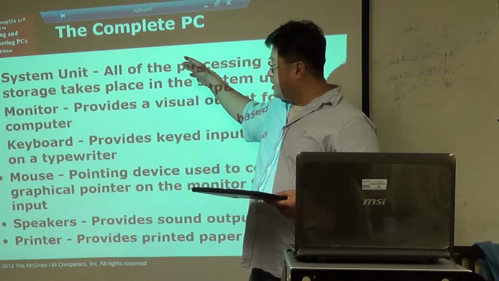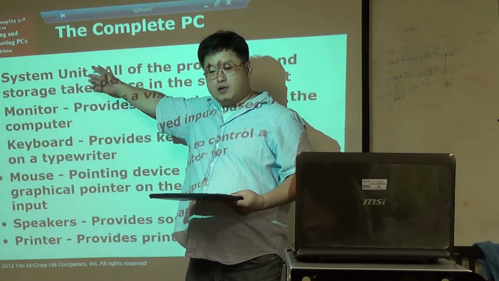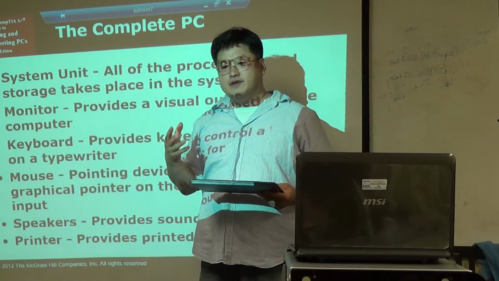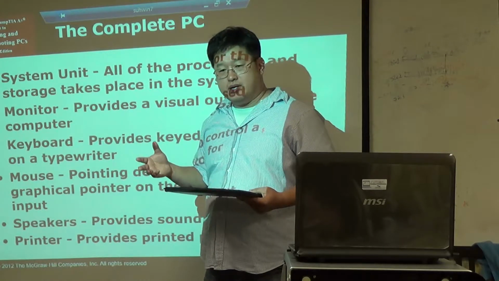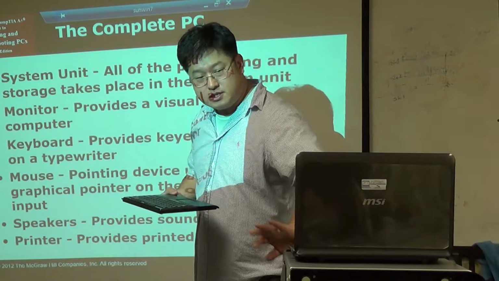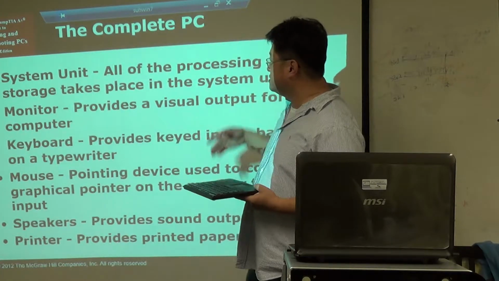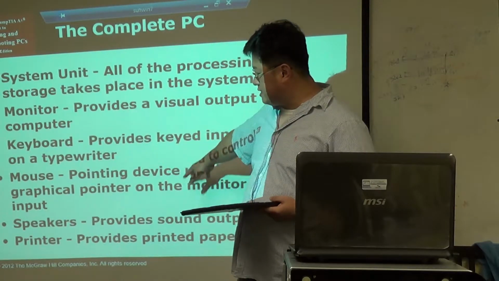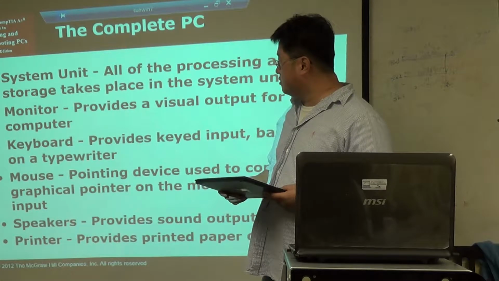The recap here: system unit. You have to understand this word, because you can see it in the exam. Computer novices may call it a CPU or motherboard, but those are not exact answers. The system unit is right here, the entire box. All the processing and the storage takes place in the system unit. Everybody knows the monitor, keyboard, mouse, speaker and printer. I'm sure you know what they are and what they do.